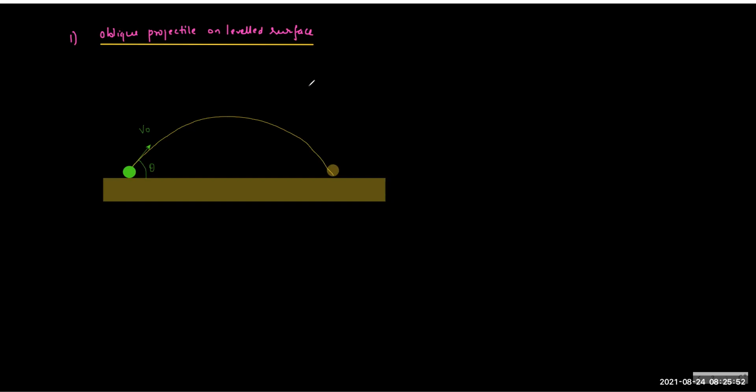So now, because it's a leveled projectile motion, it is good to choose some coordinate system for the sake of writing the expression or mathematical equation. So the obvious choice that we can make here is taking the surface itself as the x-axis and perpendicular as the y-axis.